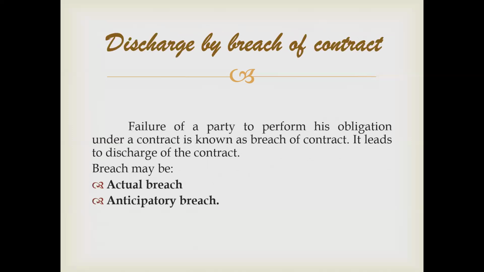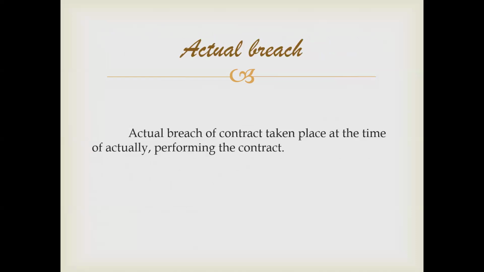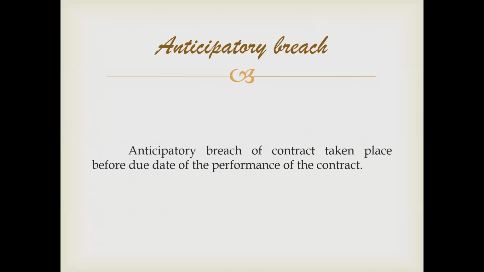Discharge by breach of contract. Failure of a party to perform his respective obligation under the contract is known as breach. It leads to discharge of the contract. Breach may be of two types: actual breach and anticipatory breach. Actual breach of contract takes place at the time of performing the contract. Anticipatory breach of contract takes place before the due date of performance of the contract.